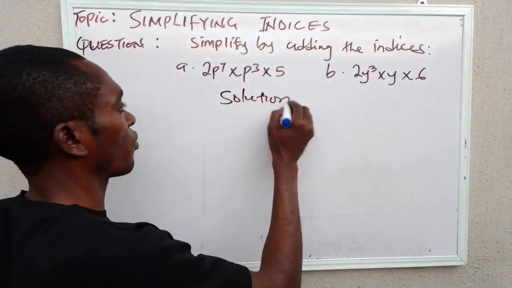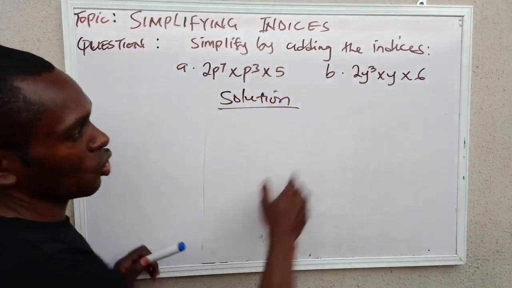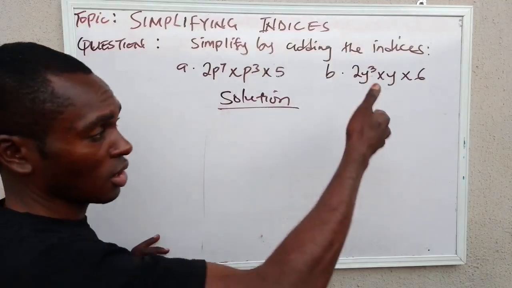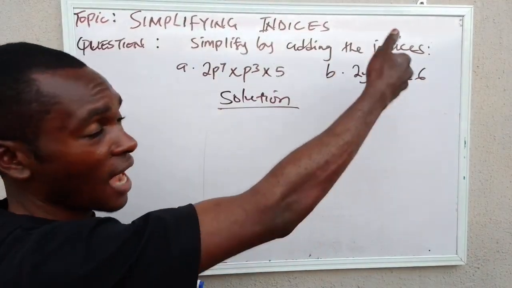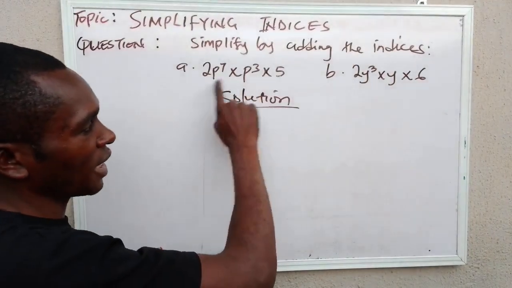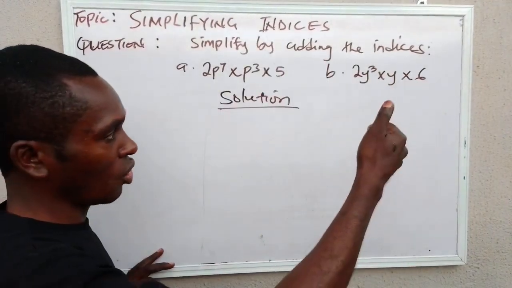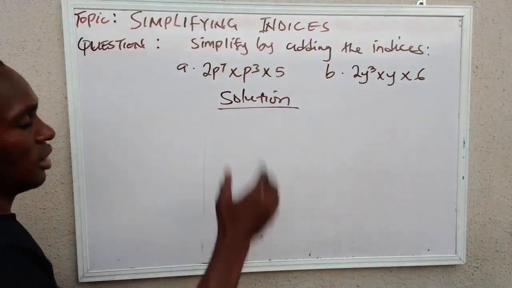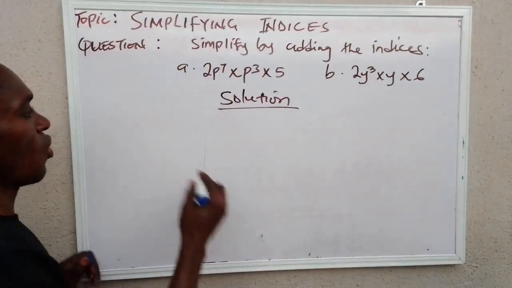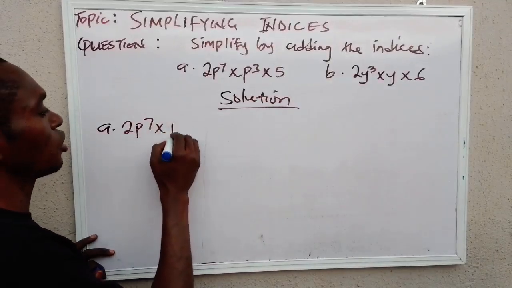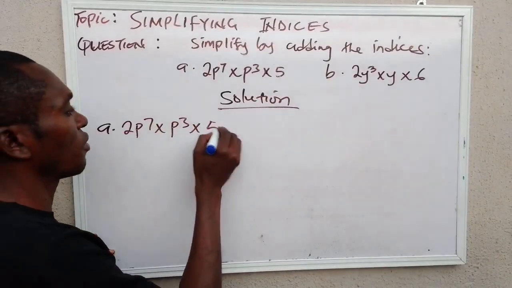Now, even if you were not told that you should do it by adding, imagine you're just asked to evaluate this. The quickest way to solve this is by adding the indices, because anytime you are multiplying the same terms, you are always advised to add the indices. Now we have the first question. A is 2p^7 times p^3 times 5.